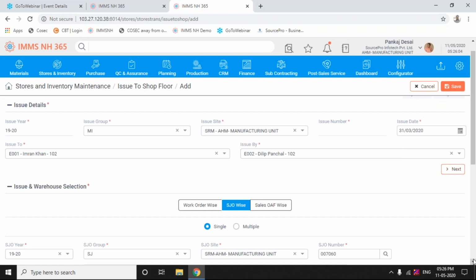The system gives the flexibility for the shop user, the manufacturing person, the production supervisor or the production assistant to decide whether he needs material entirely for the SGO.